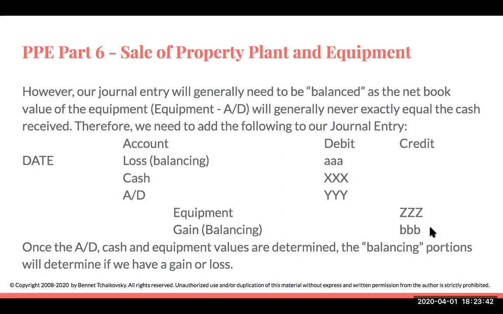Then put in the values that you know, for the equipment, the cash, and the accumulated depreciation. We'll figure out the loss or the gain based on those three values. It's whatever I need to balance. Whenever I do a journal entry, my total debits have to equal my total credits.